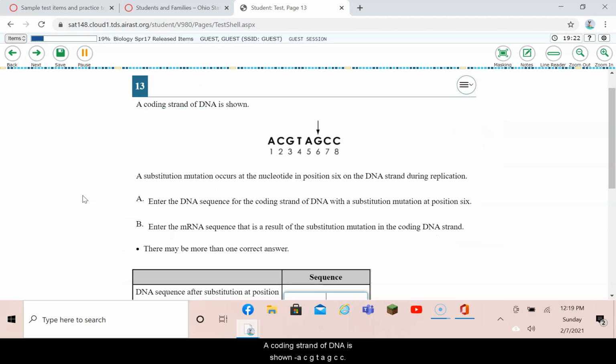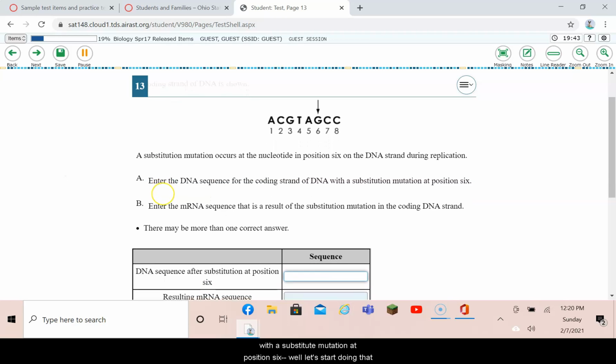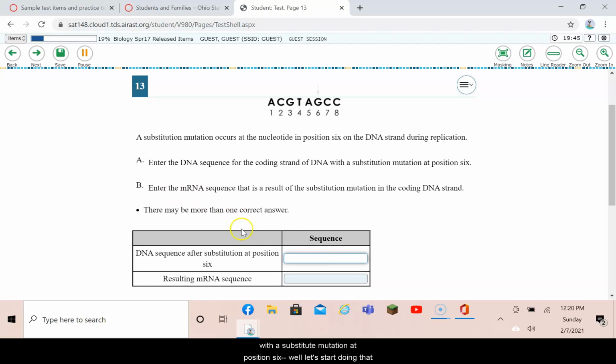A coding strand of DNA is shown: A, C, G, T, A, G, C, C. A substitution mutation occurs at the nucleotide in position 6 on the DNA strand during replication. Here is the 6th nucleotide. So let's look at the first thing we have to answer. Enter the DNA sequence for the coding strand of DNA with a substitution mutation at position 6.